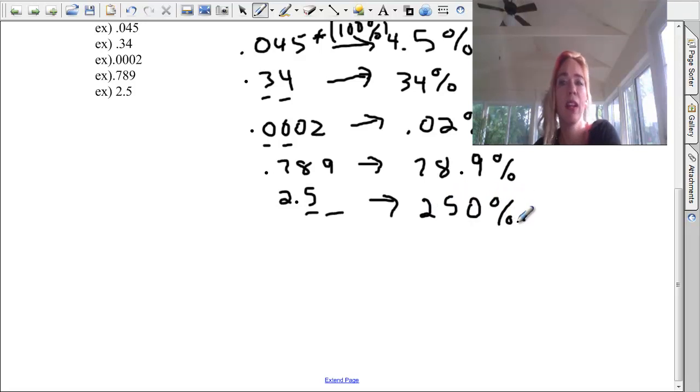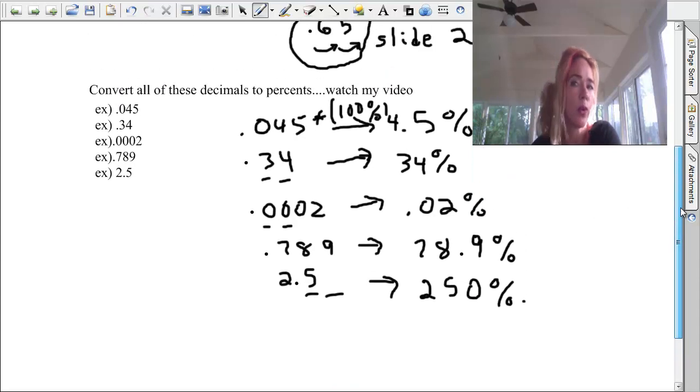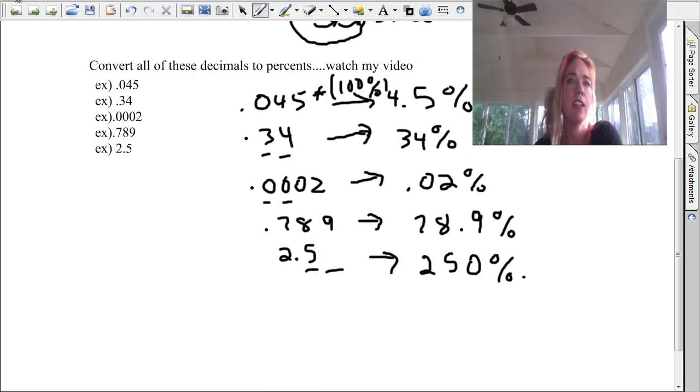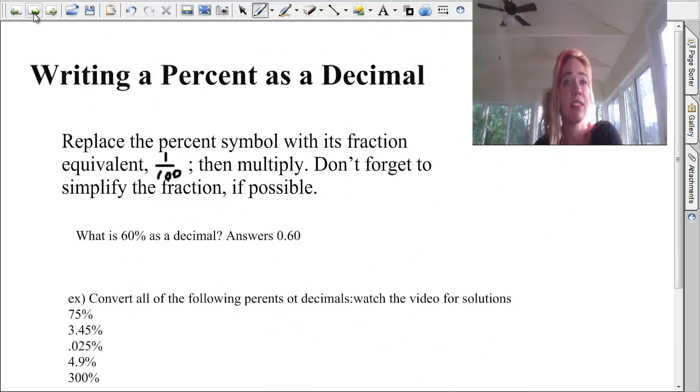So if you think about it, if I want 100% of your money, that means I want all of it. So how can you have more than 100%? Well, double, triple, right? If I want 200% of your money, that means I really want double your money. So you can have more than 100% in terms of a real world application. So let's see the next slide.